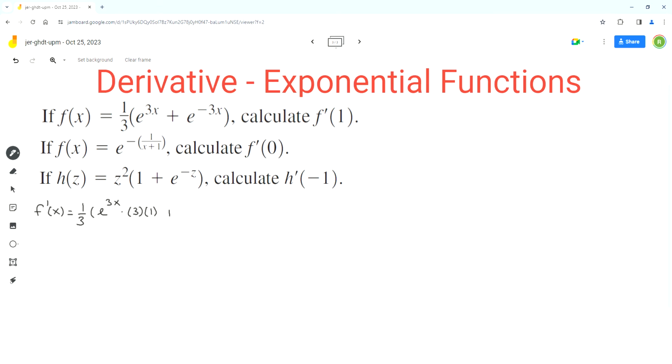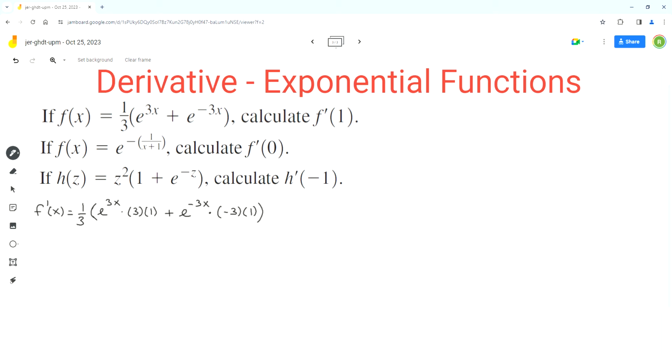And then plus. In the second term, there's an exponential term. So the derivative will be the exponential term itself because the base is e, times the derivative of the exponent. Now the exponent is negative 3x. So the derivative will be negative 3. So the coefficient will stay the same times the derivative of x, which is 1. And now we can close the outer parentheses.